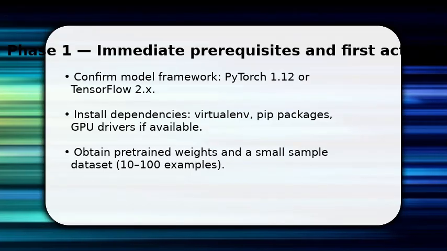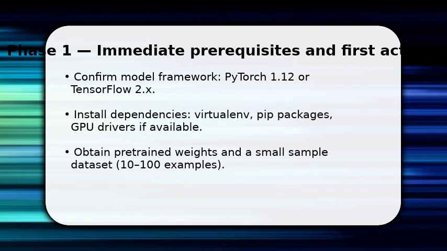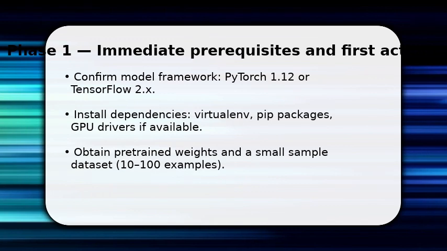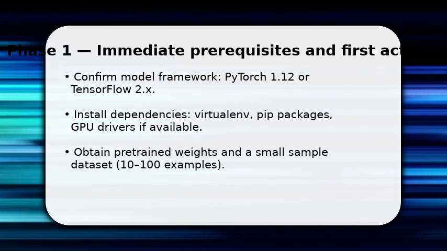You start by verifying prerequisites, framework, drivers, and a small dataset so you can iterate fast. Once done, create an isolated environment and install the exact package versions. This avoids dependency drift. Next, download the pre-trained weights and place them in a predictable folder. This lets scripts load models reproducibly.